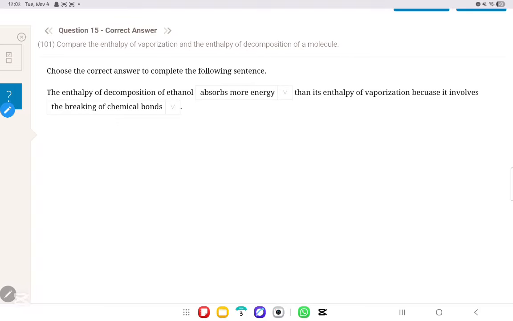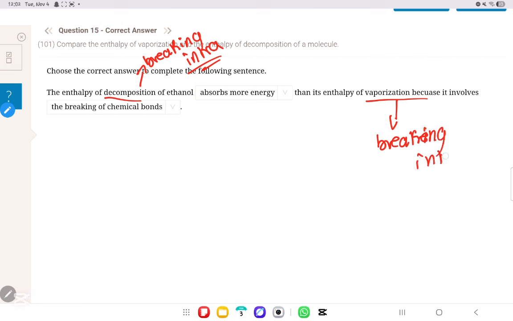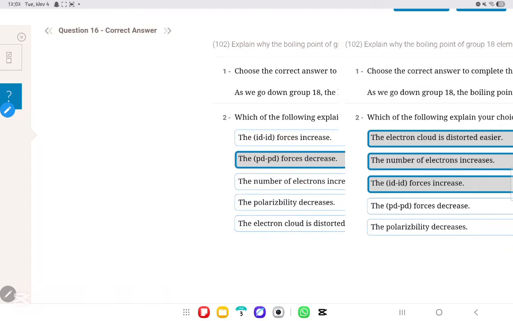The enthalpy change of decomposition. Important. Decomposition means we're breaking what? We're breaking intramolecular, not intermolecular. Whereas vaporization, we're changing a state, we're breaking intermolecular. To break the intramolecular will require more energy than to break the intermolecular, because it involves breaking the chemical bonds. Move on to question number 16.